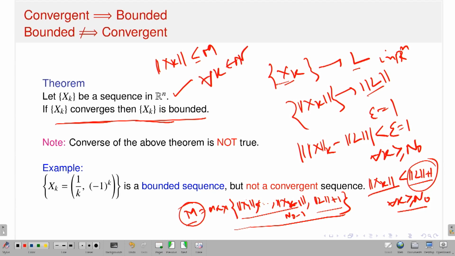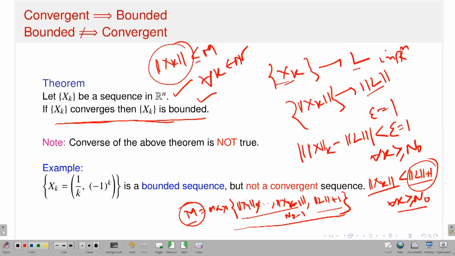So if my sequence xk converges to L, this is nothing but the definition of a bounded sequence, therefore your sequence xk is bounded. So if my sequence xk converges in Rn, n dimensional Euclidean space, it implies that my sequence xk is bounded, but the converse is not true.